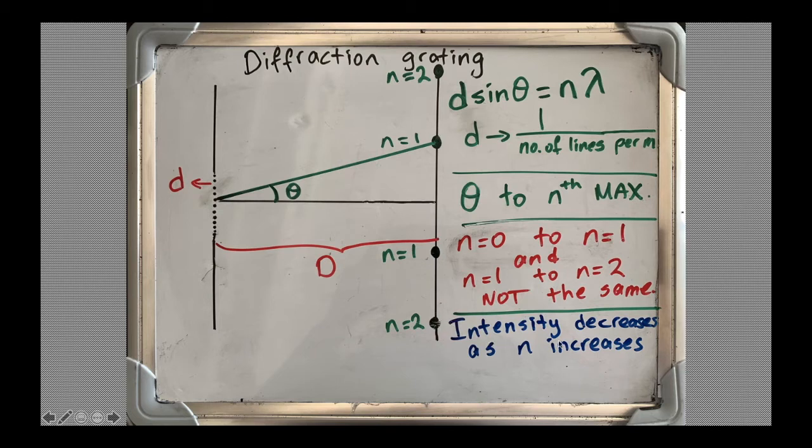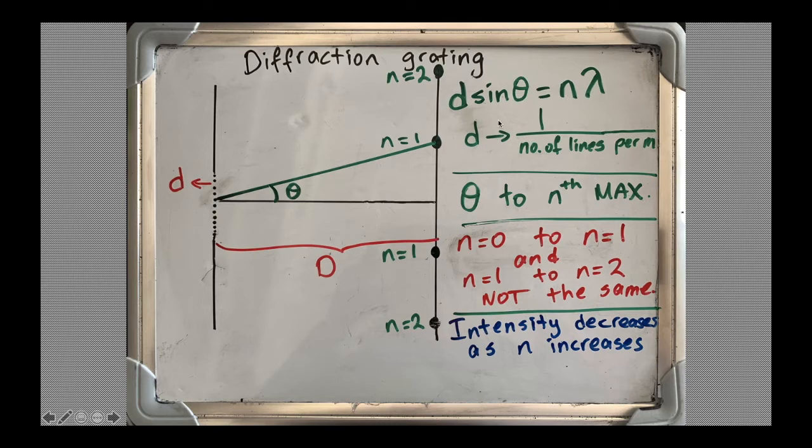And obviously the intensity decreases as n increases. So n equals 2 would be less bright than n equals 1, which would be less bright than the center, etc. In some questions, the question asks you, given a d and a lambda, how many bright fringes would be seen on the screen.